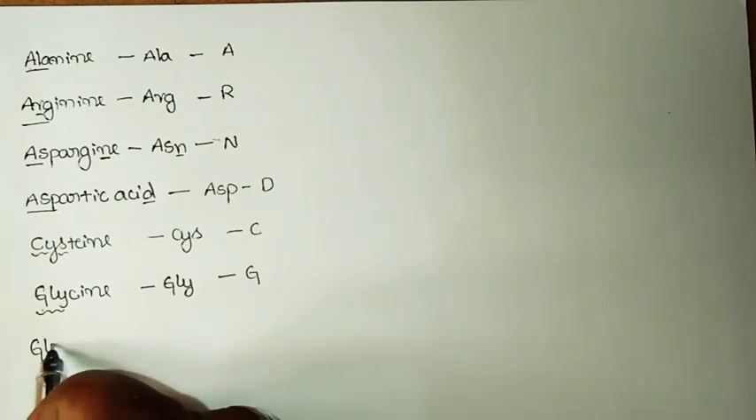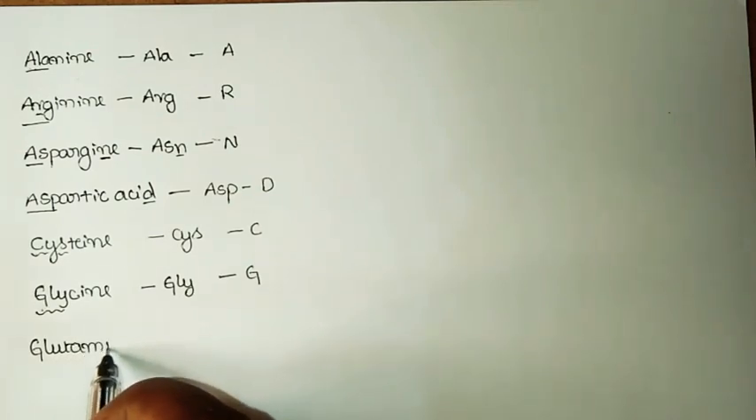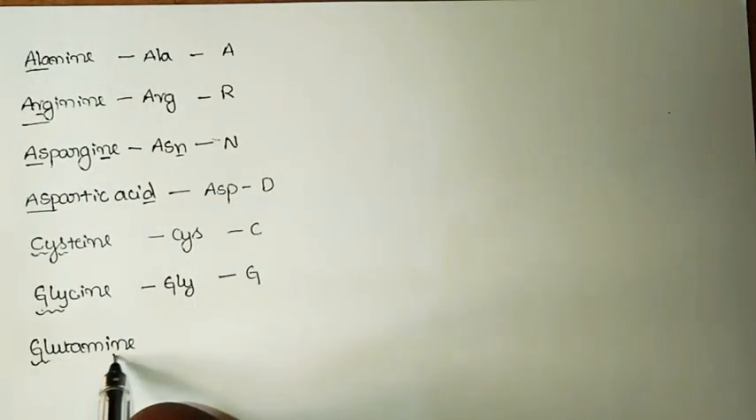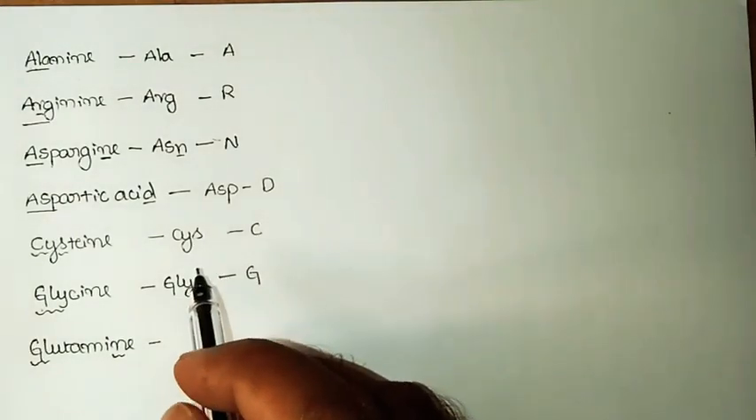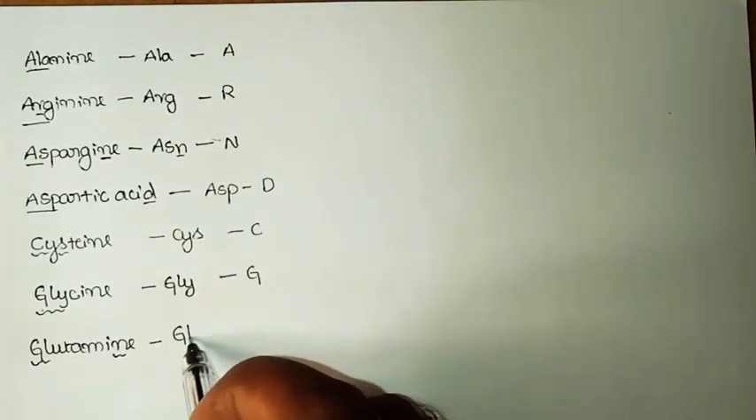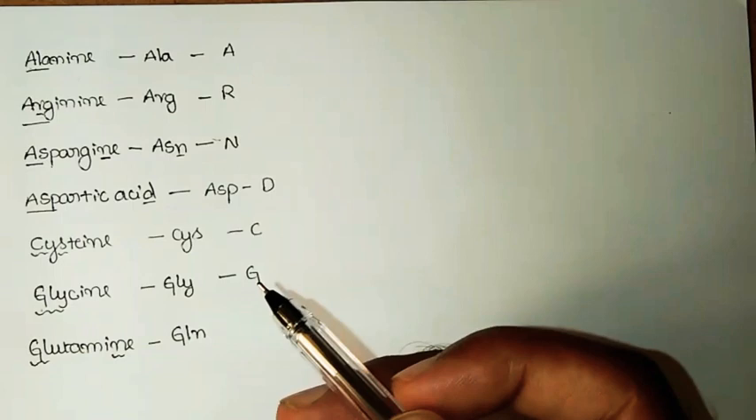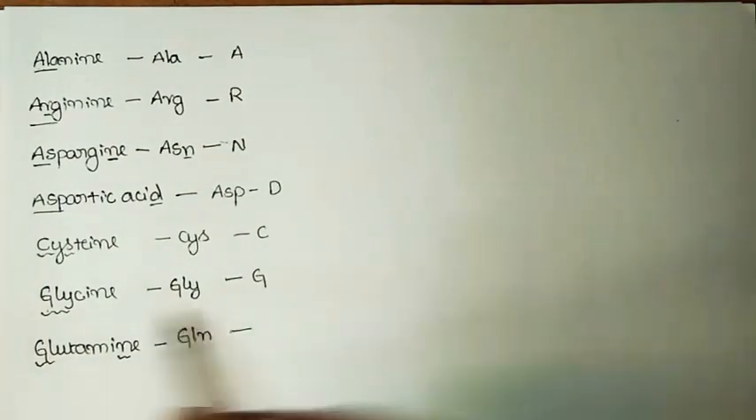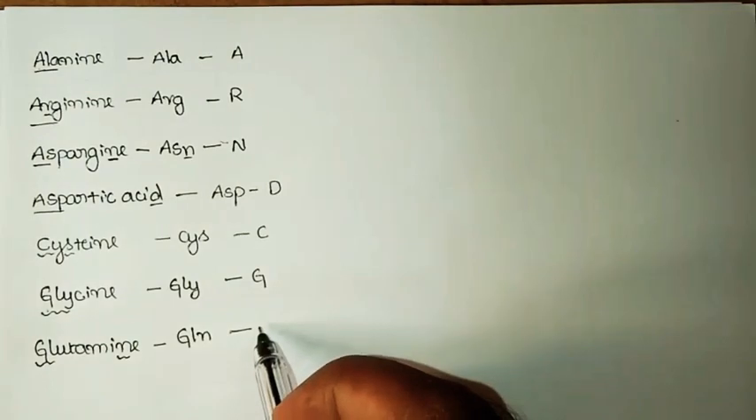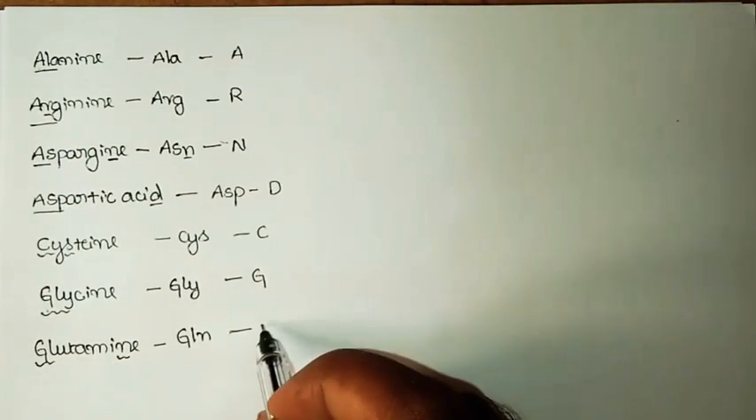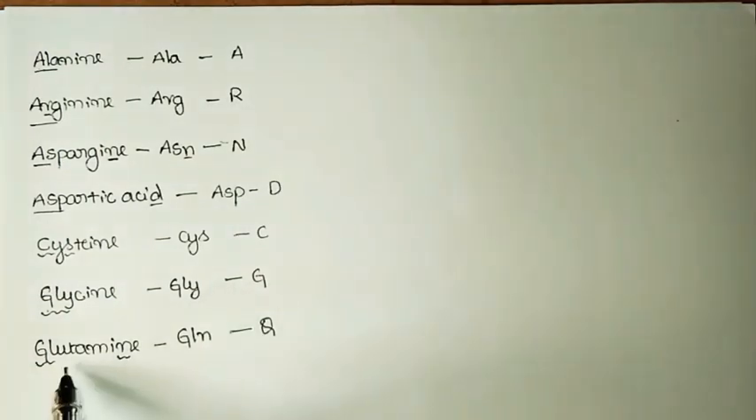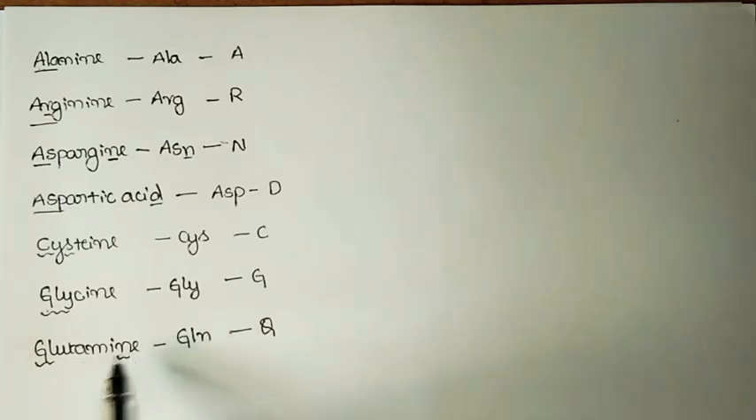And the next one is glutamine. So here also GL and N will be taken for representing the amino acid glutamine. The three-letter code for it is GLN. The alphabet given for glutamine is Q, just by going with the word which sounds almost the same, glutamine, 'cutamine'. So Q is the symbol for glutamine.